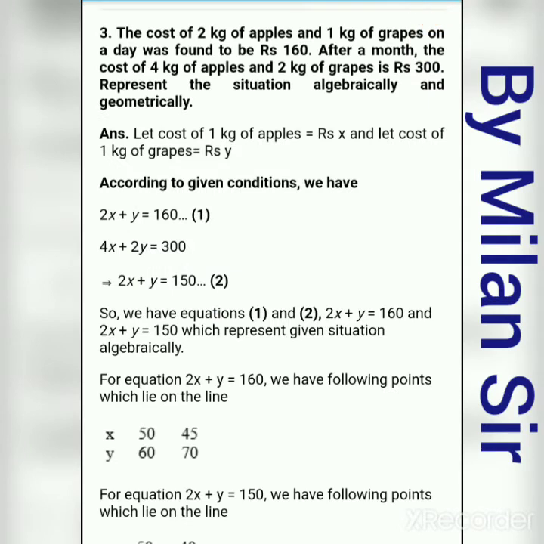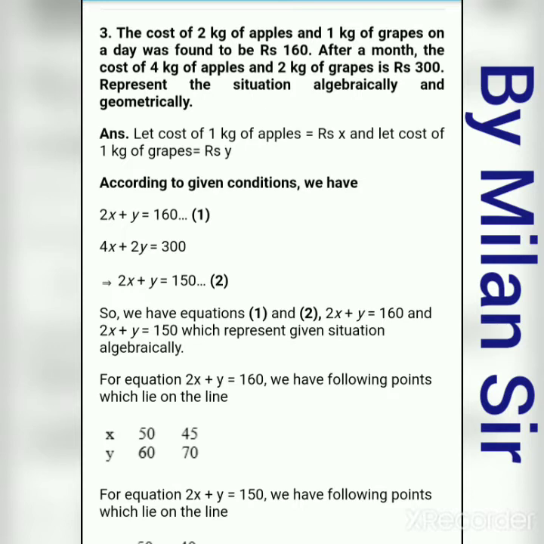Question number 3. The cost of 2 kg apple and 1 kg grapes on a day was found to be rupees 160. After a month, the cost of 4 kg of apples and 2 kg of grapes is rupees 300. Represent the situation algebraically and geometrically. Now, geometrically means graphically. So same question: algebraically and graphically.